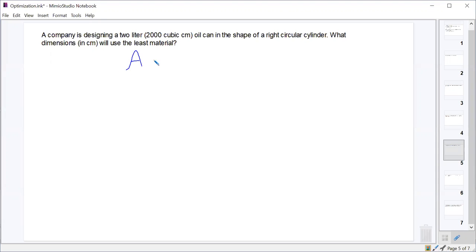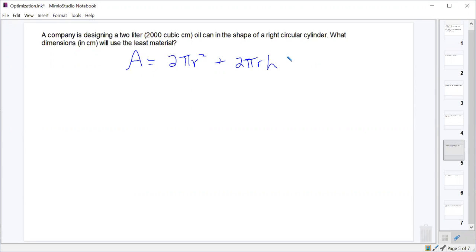I'm just going to call it A. Surface area should be what? For a cylinder, it should be 2 pi r squared, right? One for the top and one for the bottom. And then what's the lateral surface area of a cylinder? Two pi r times the height. Circumference times the height.